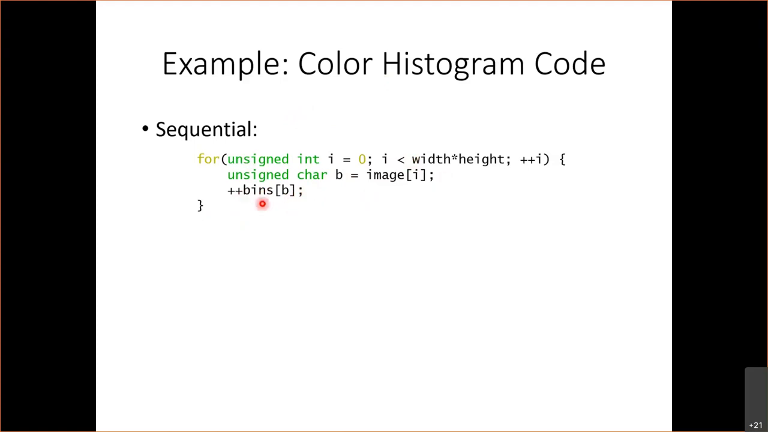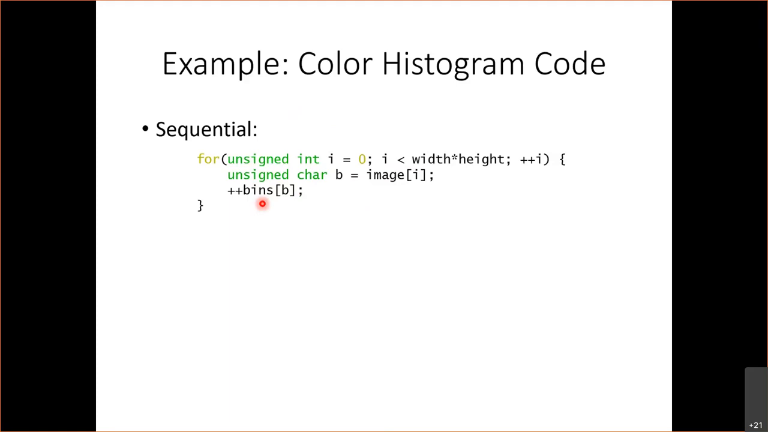Now, how can we perform a histogram in parallel? What's one possible way to parallelize performing a histogram operation? Any ideas? Divide the image among the threads, and each thread takes care of finding its own bins, and then we add up the bins. So divide the image across the threads, and then each thread is responsible for updating its own bin. Yes, and that's a very good approach.